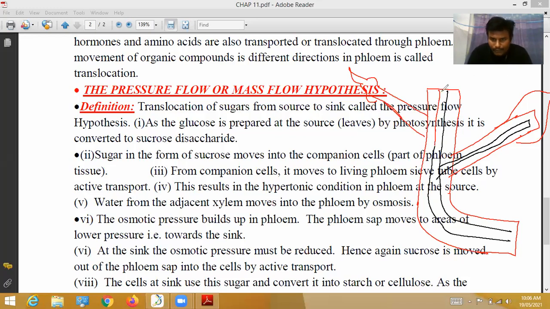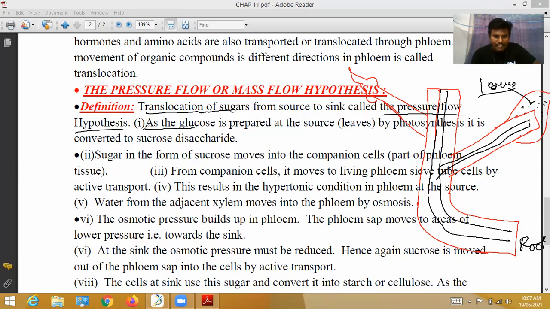So in this phloem, translocation of sugars happens. In the leaves, sugar is prepared. This sugar enters into the phloem. From the phloem, it is translocated to the root region. This process is called the pressure flow hypothesis.